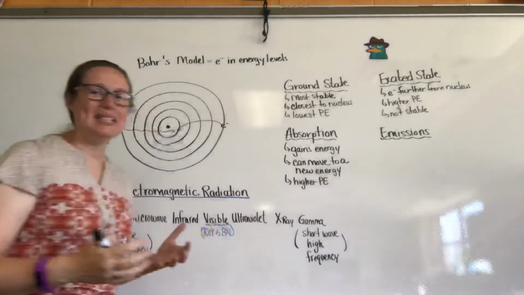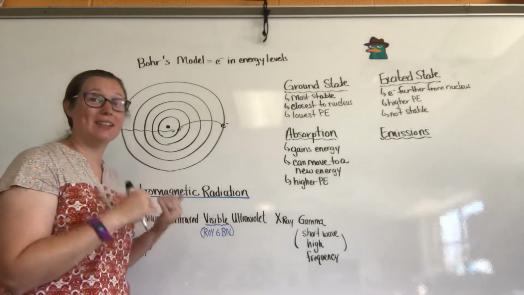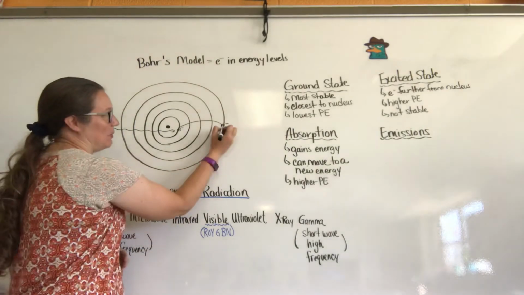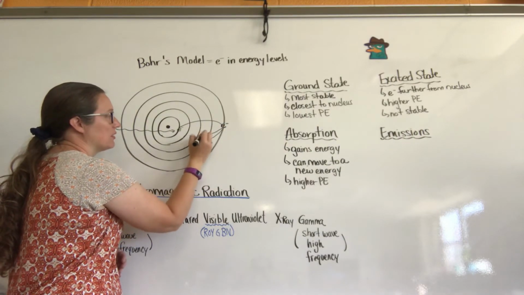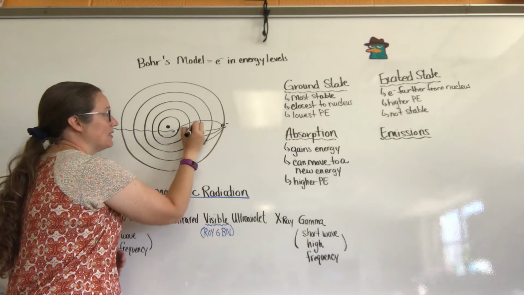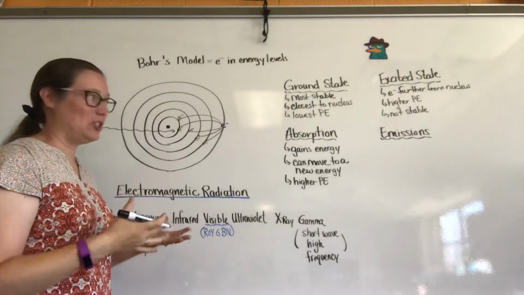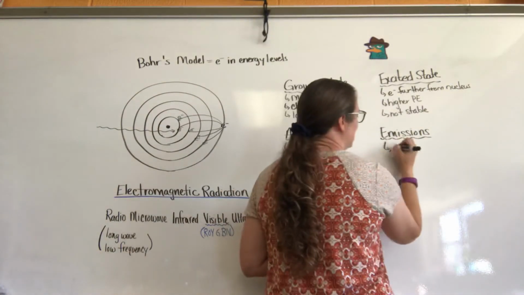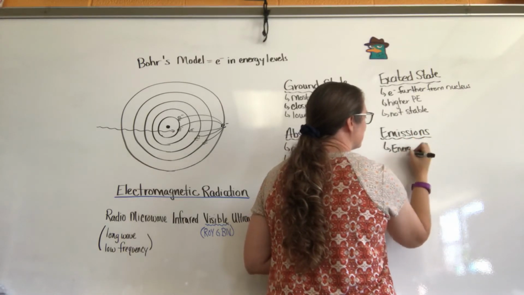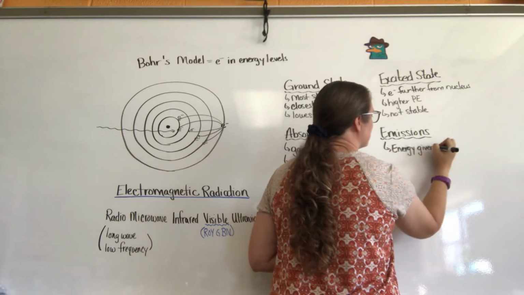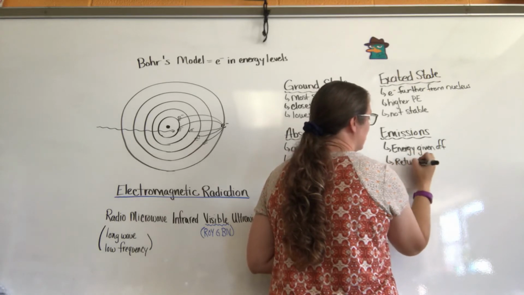So just like my kids, they can't stay in that excited state. They have to drop back down and have their crash. The electron does the same thing, and it can drop to any of these energy levels. And in the process, it drops off energy. This is called emission. So emission is the energy given off, and this returns the electron to a lower energy level.